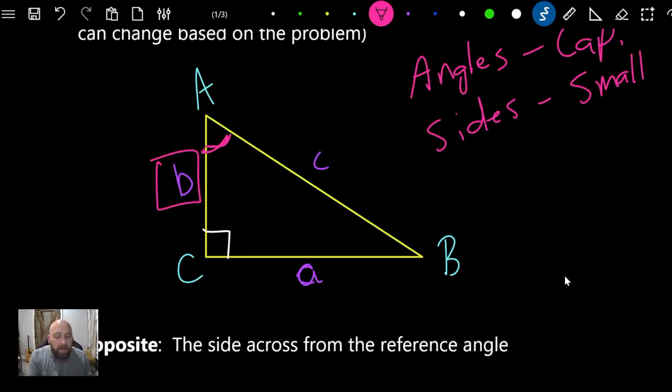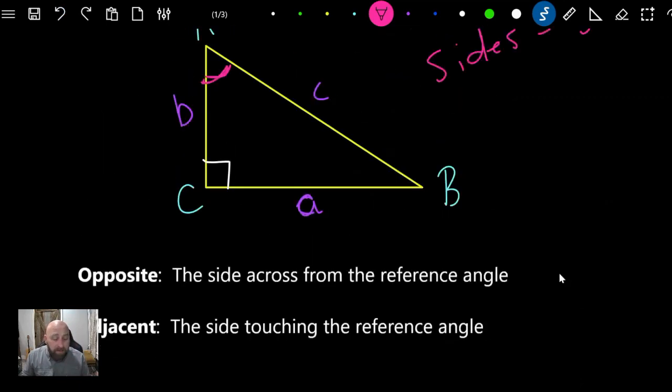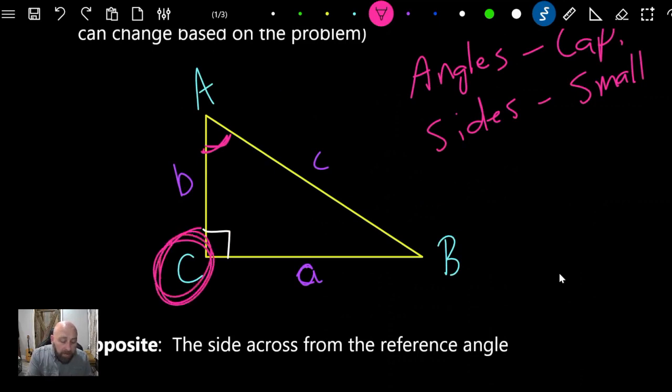Now, you might be thinking, but Mr. Steve, C also touches the angle A. So again, this is kind of the angle right there. There's the vertex. So B is touching it and C is touching it. I understand that. But C is the hypotenuse. Notice this note that I made right here. Note, the right angle, C, is never the reference angle. So we're never talking about C as a reference angle.